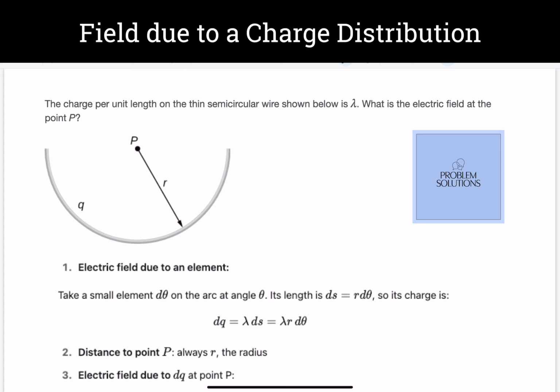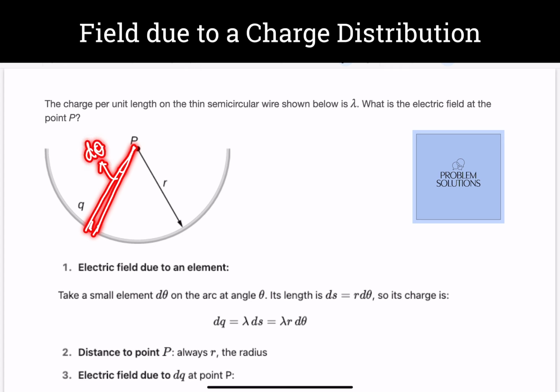Here's another one. The charge per unit length on the thin semicircular wire shown below is lambda. What's the electric field at the point P? The difference here is that it's not a straight conductor, but semicircular. The idea will be the same, except that we'll be bringing a small angle d theta. If you take this small segment here, it's going to subtend that angle d theta.